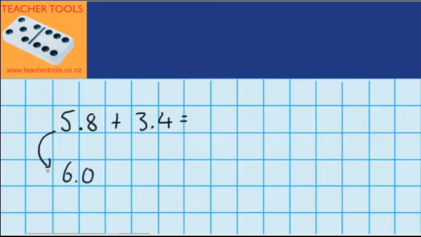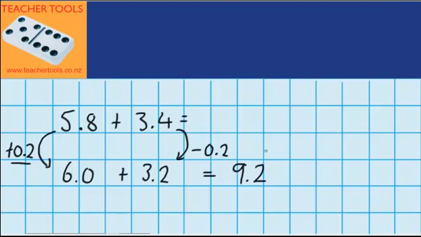So to change 5.8 into 6, I had to add 2 tenths. And I got these 2 tenths from the 3.4, which means the 3.4 must get smaller by 2 tenths. So instead of having 3.4, we've now got 3.2. And now we're left with an easy question to answer. 6 plus 3.2 is 9.2.